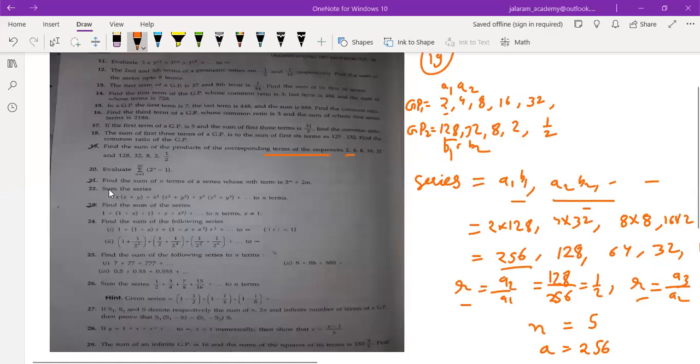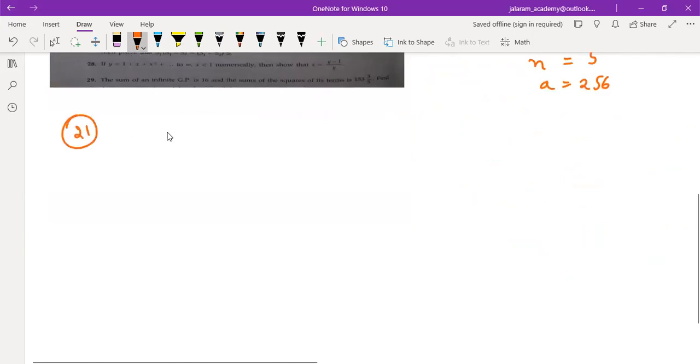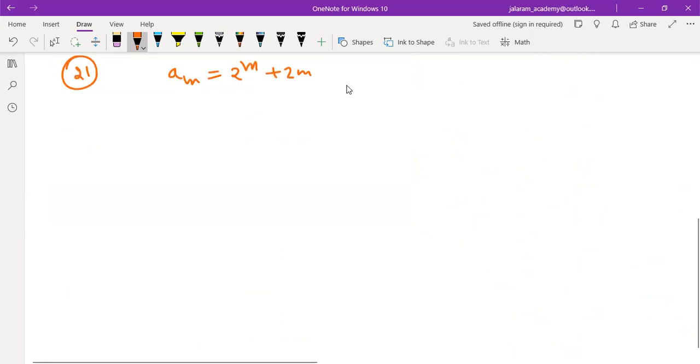So the next doubt is question number 21. Find the sum of n terms of a series whose mth term is 2 to the power m plus 2m. The mth term of a series is 2 to the power m plus 2m, and what we have to find is the sum to n terms. So first write the first term of this series: 2 to the power 1 plus 2 into 1.